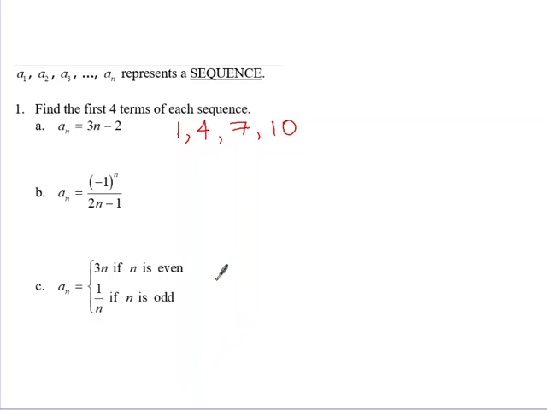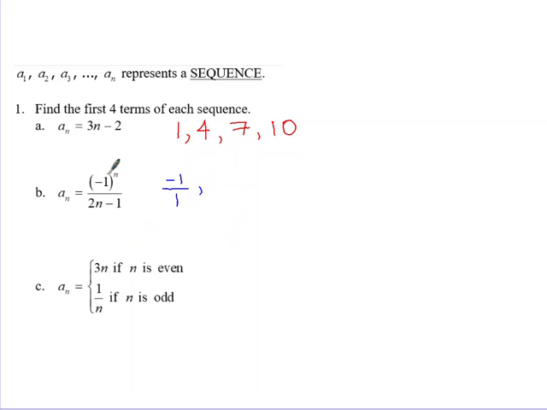If we look at our next equation, this one is a little bit more complicated. We have a sub n is equal to negative 1 to the n over 2n minus 1. Anytime you see negative 1 to the n in a formula, that means that the terms are going to alternate between positive and negative. So if we plug in 1 for n into the numerator, we're going to get negative 1. If we plug in 1 for n in the denominator, we're going to get 1.